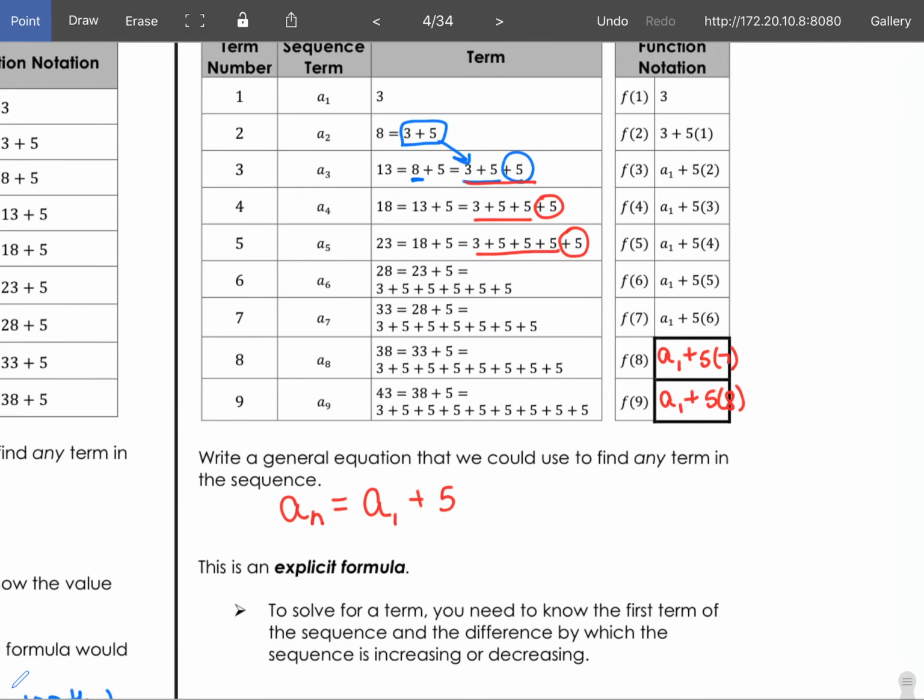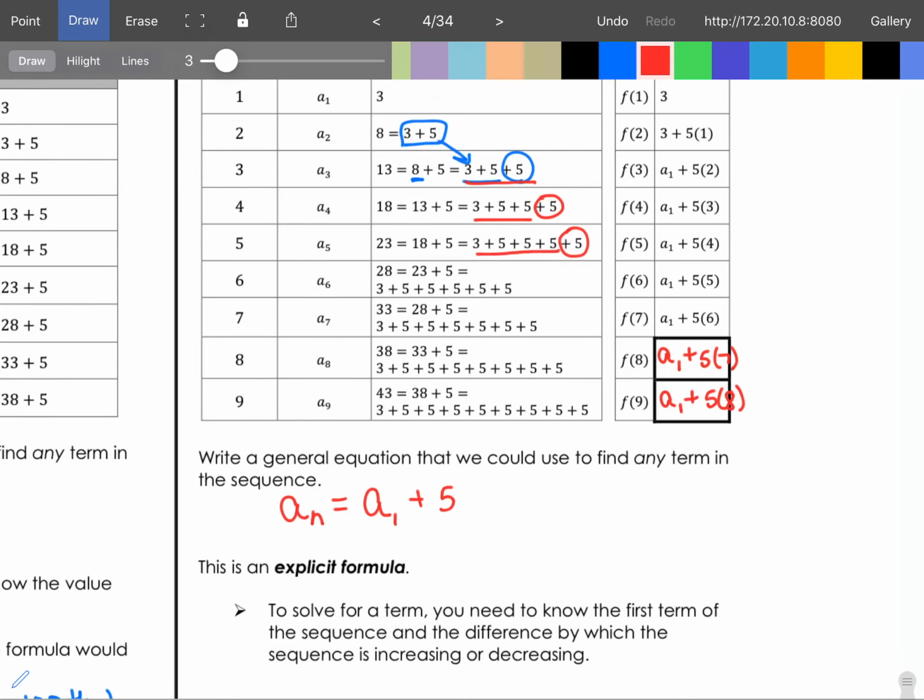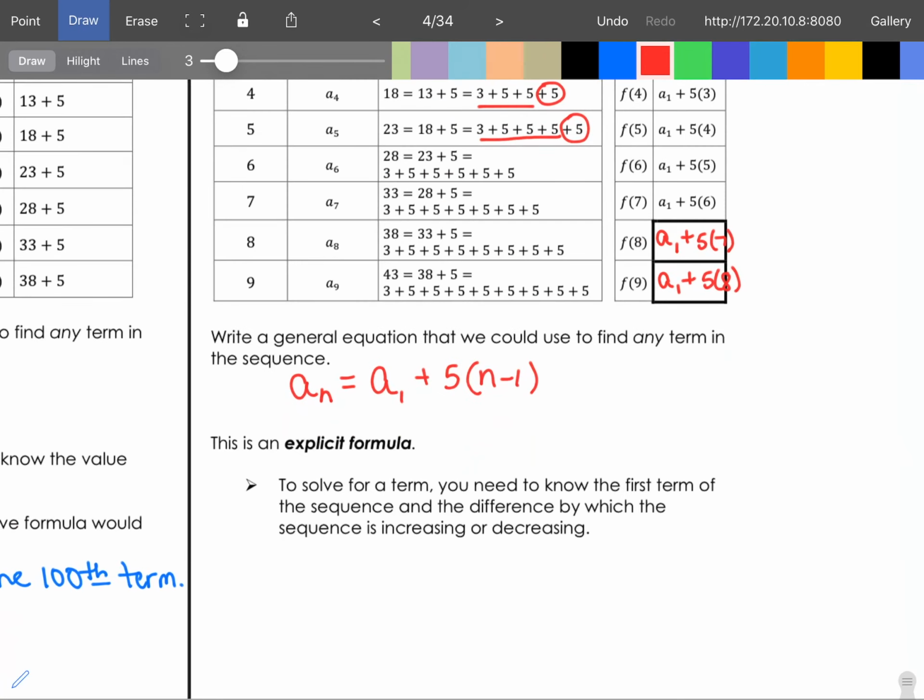And now look what you had here in parentheses. See, here we had 8. Well, that was 1 less than my term number. Look up here because these are kind of over top of the chart here. 4 is one less than my term number. So the way we are going to write 1 less than the term number is we're going to write n minus 1. And this is the explicit formula. This is really, really important. To solve for a term, you need to know the first term of the sequence. Okay, that would be right here. This represents the first term. And the difference by which the sequence is increasing or decreasing. And so this number right here is your common difference.